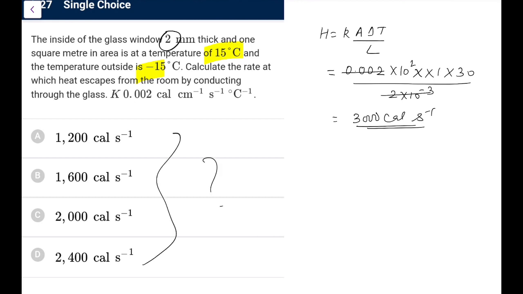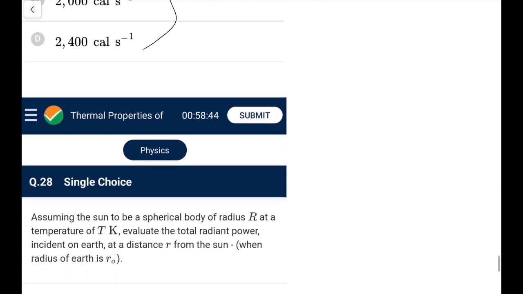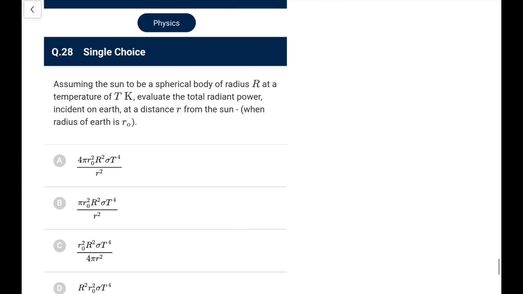If I look at their solution, they have taken it to be minus 5 instead of minus 15. So the difference was 20 and the answer is 2000. But for this data, it would be 3000. So that would be the answer here. The data given is wrong.